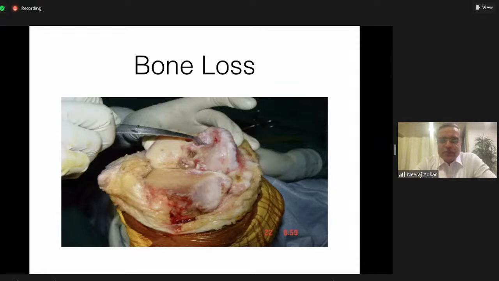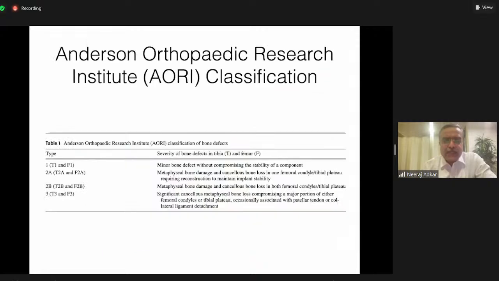situation? On the tibial side, in a varus knee, you get the posteromedial deformities, and in a valgus knee, you get them on the femoral side. We can classify these deformities. There are various classifications, but the Anderson Orthopaedic Research Institute AORI classification is most used. Primarily this is for a revision scenario, but this is applicable in primary TKA as well.